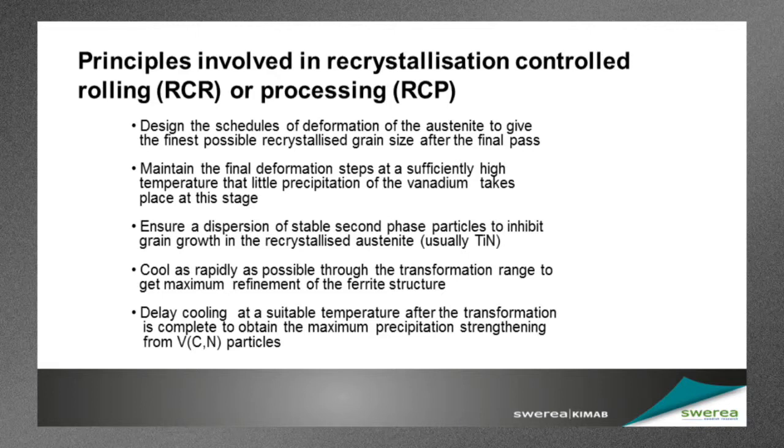We also need, having got a fine grain size, to prevent it from growing, and to do this we need a dispersion of some second phase particles. That's usually titanium nitride, which is a very stable phase. And that will keep the grain size of the austenite fine until we cool it down, and then it will transform in the transformation range. And here we want to get the maximum refinement of the ferrite. So we want to turn this fine austenite grain structure into as fine as possible a ferrite grain structure.